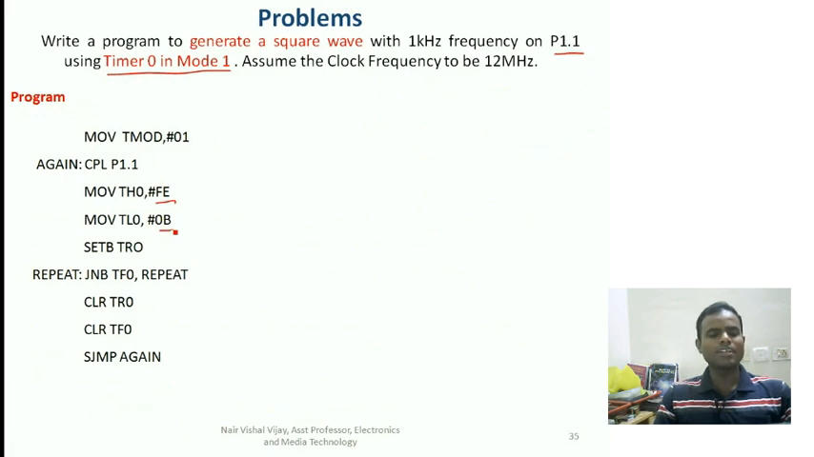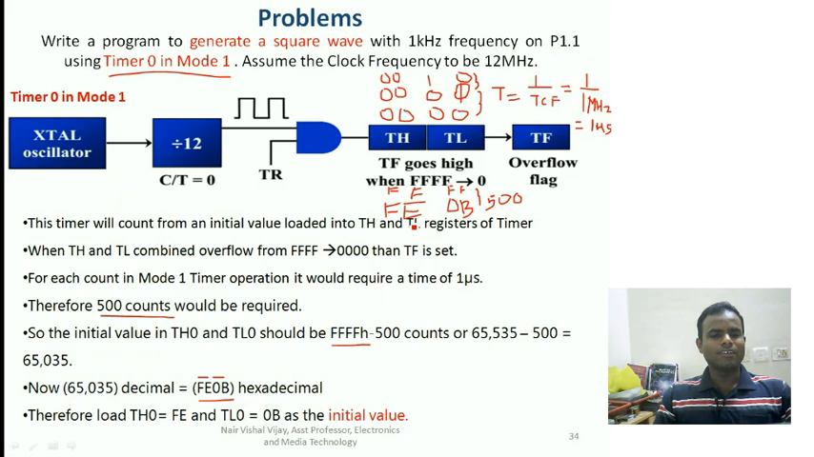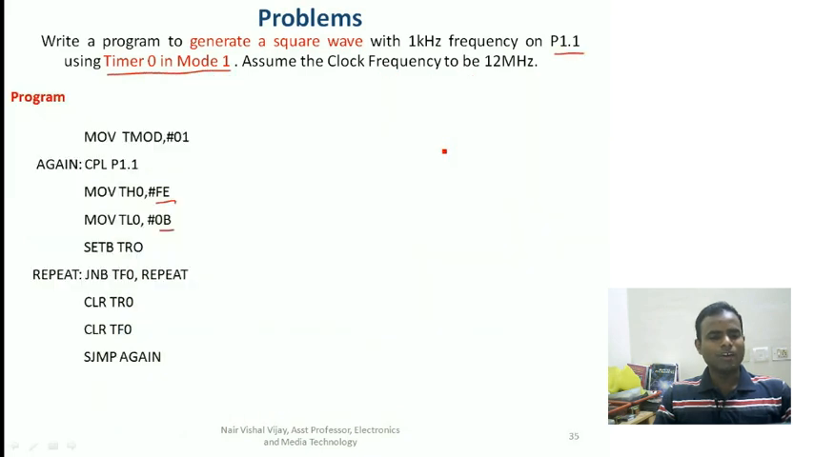Then once we have put the initial value into the timer registers, we have to run the timer. That is, we need to set the timer run bit to make timer 0 run. So TR0 is the bit which is set to make your timer 0 start running. Once you set the TR0 bit, you make your timer run.